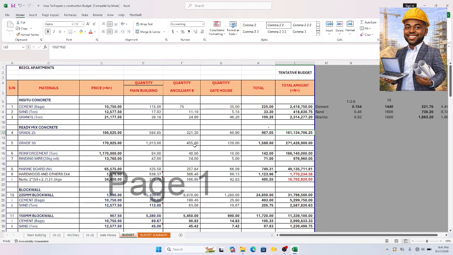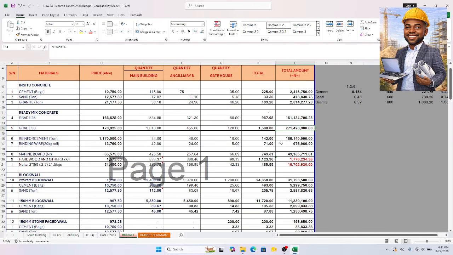Grade 25. The same thing applies to grade 30. This is for main building. This is for ancillary building. This is for gatehouse. So if I add everything up, I have this times the amount for grade 30 at the time, right? So that gives us for grade 25, this is this, grade 30, this is this, right? I hope we're getting it.